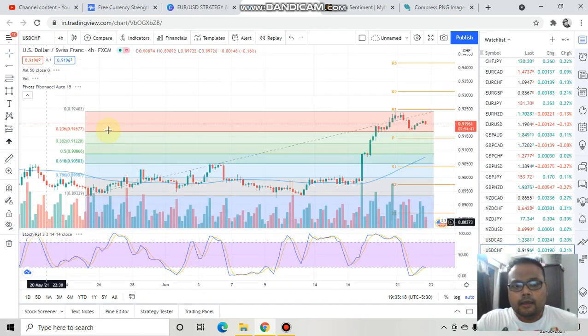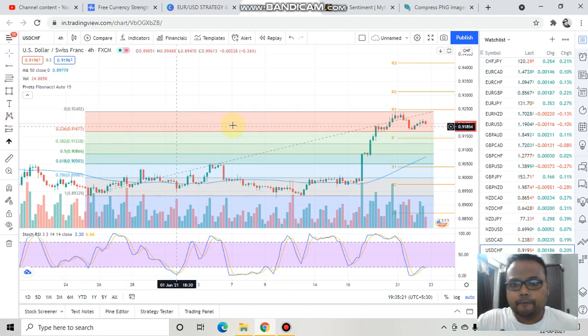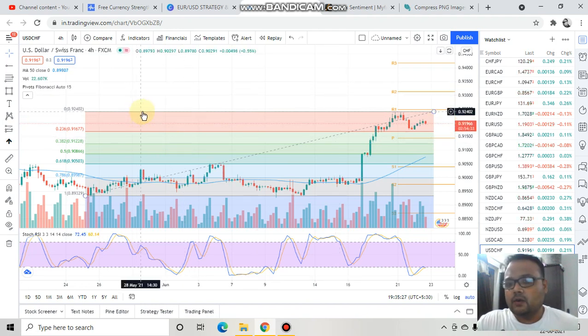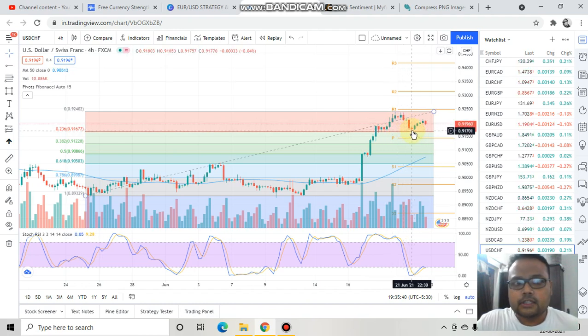And I have already shown in my previous video that these Fibonacci levels are working, and I clearly told in my previous video that when the market was retracing or coming down, there is a possibility that the market may bounce from this particular level, 23.6, this red line. And as expected, the market has bounced from this particular level.